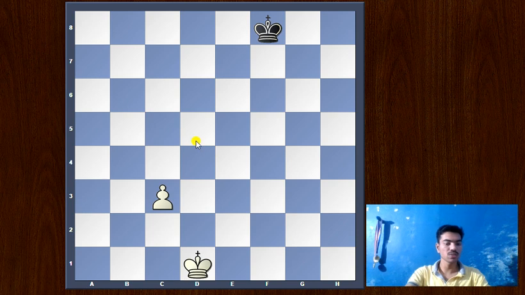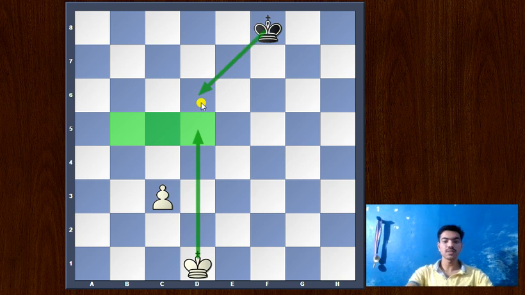He needs to reach the key squares of the c3 pawn. So what are the key squares of the c3 pawn? They are d5, c5, b5, located two squares in front of the pawn. I need to reach those squares. The problem here is I simply cannot reach the key square on d5 because black is just in time to answer me. He's just in time to oppose me. So what do I do?